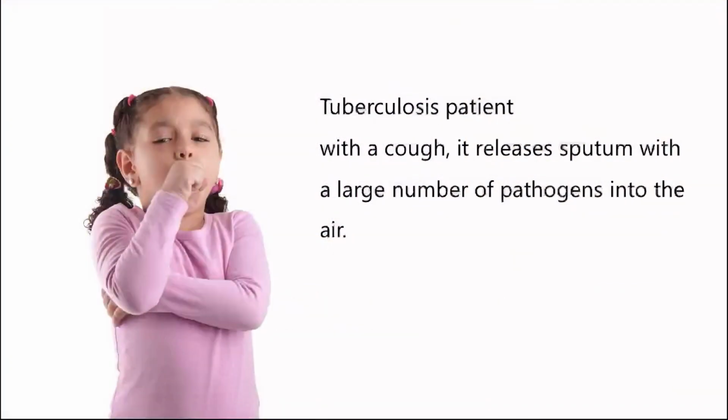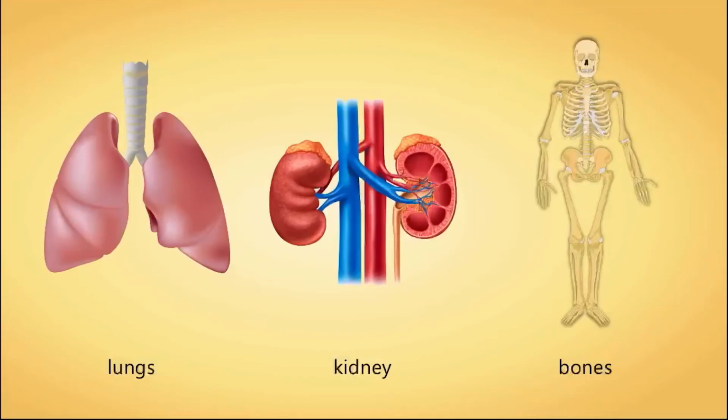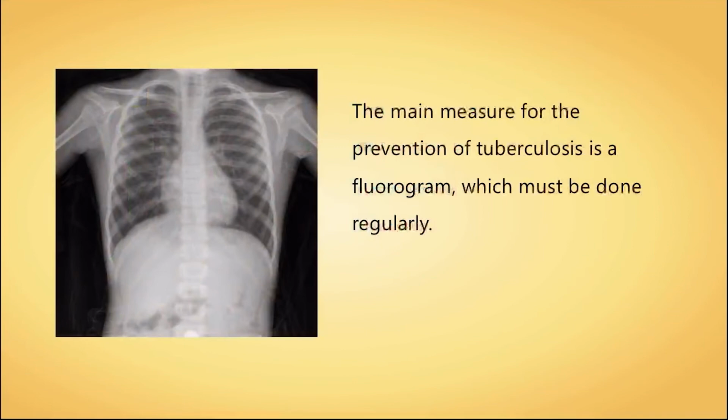Tuberculosis is a chronic infectious disease caused by the causative agent, Koch's bacillus. A tuberculosis patient with a cough releases sputum with a large number of pathogens into the air. In addition, tuberculosis bacilli are very resistant to environmental factors. Tuberculosis affects not only the lungs, but also the kidneys, urinary system, and bones. Very often, tuberculosis begins as pneumonia, so the main preventive measure is a fluorogram, which must be done regularly.